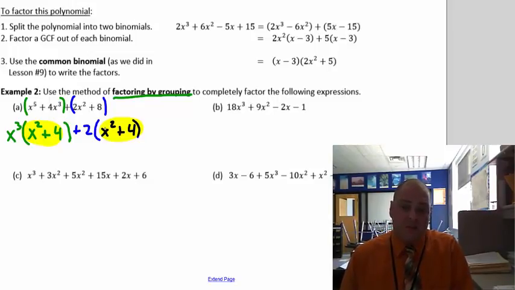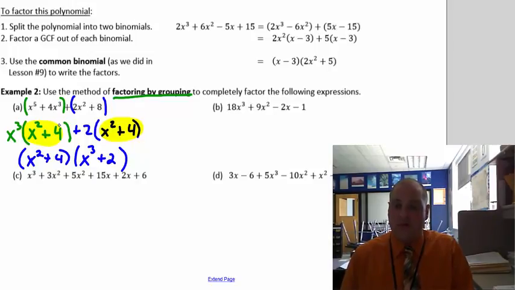Okay? So see how there's an x squared plus 4? I know that x squared plus 4 is going to be my one factor, and then my other factor is going to be what's left over, x to the 3rd, and then plus 2. And that's it. x squared plus 4, x to the 3rd plus 2. Those are my factors. All right, let's do it again.